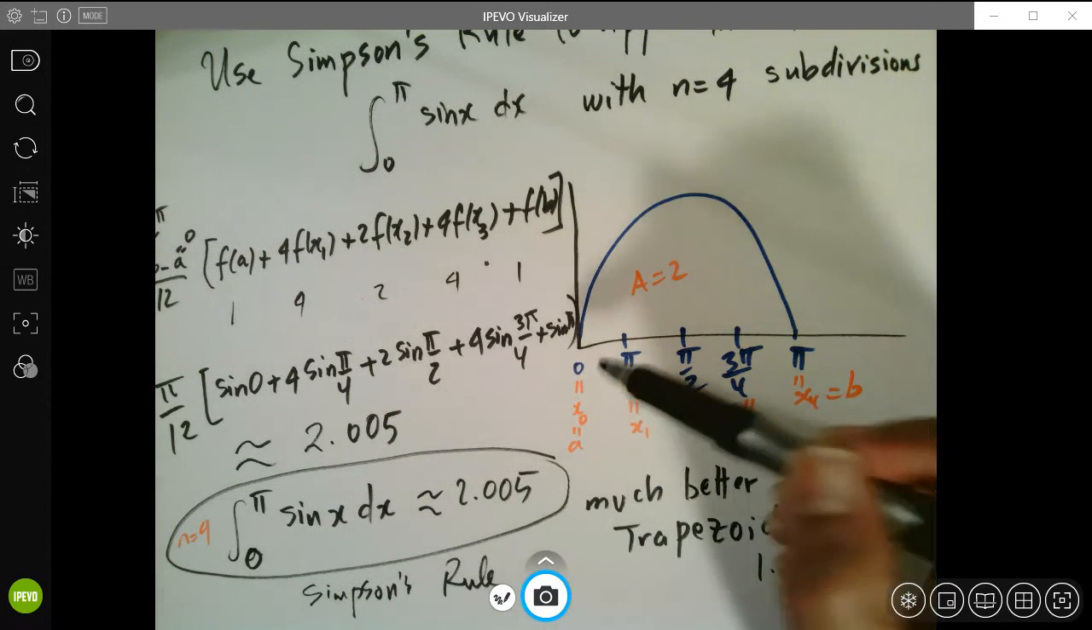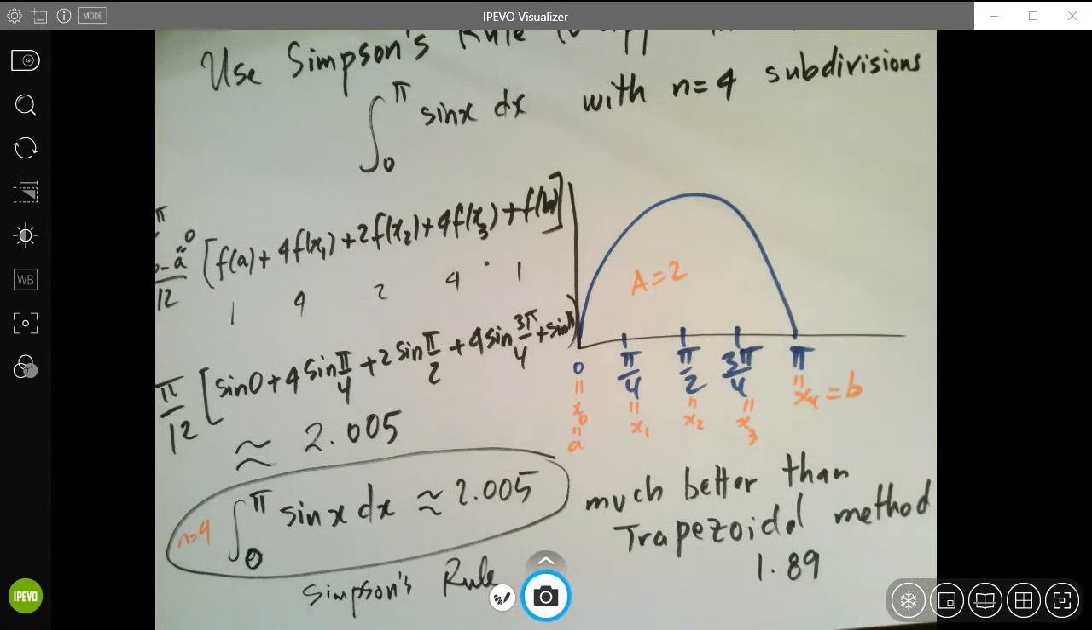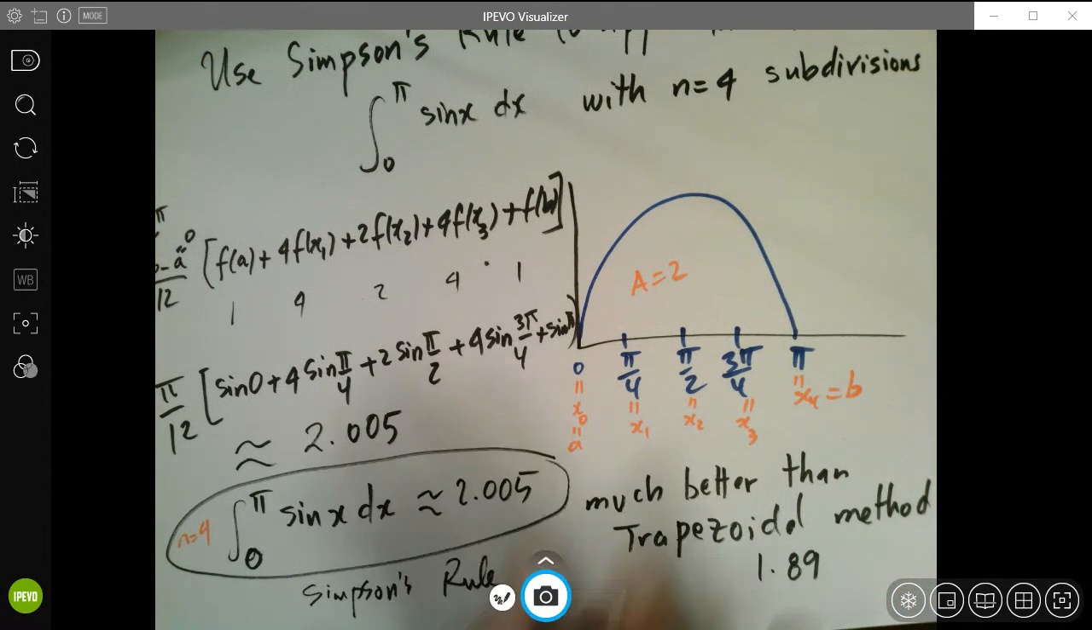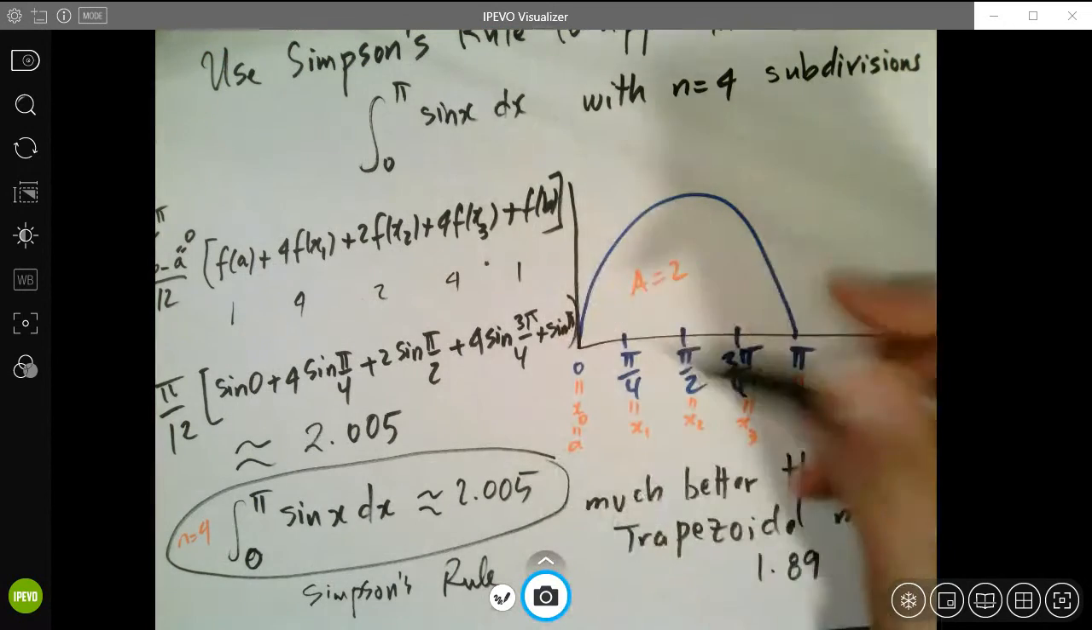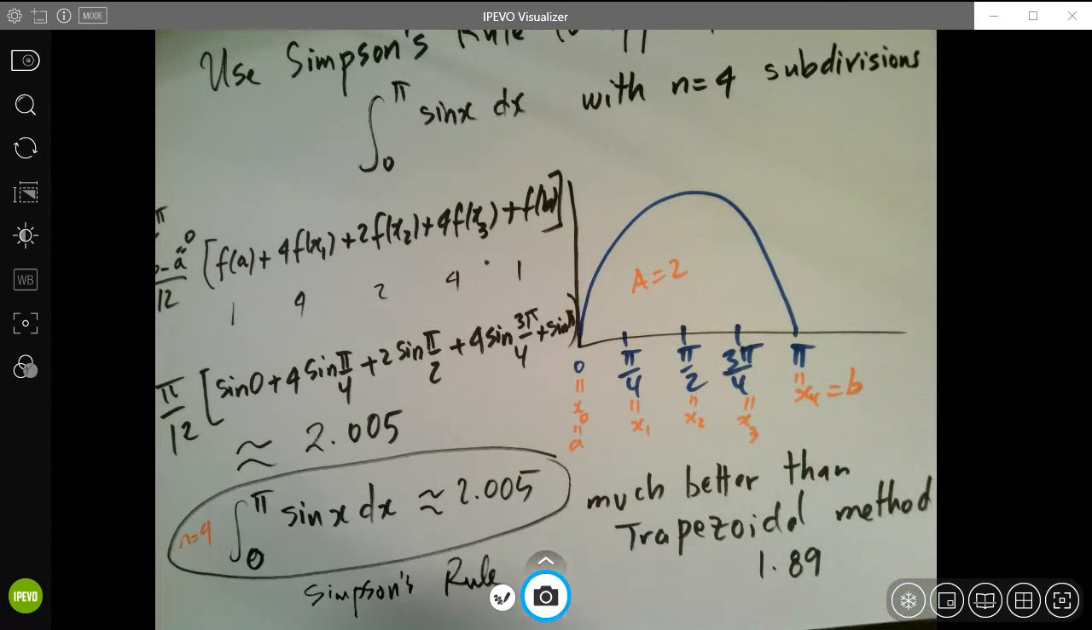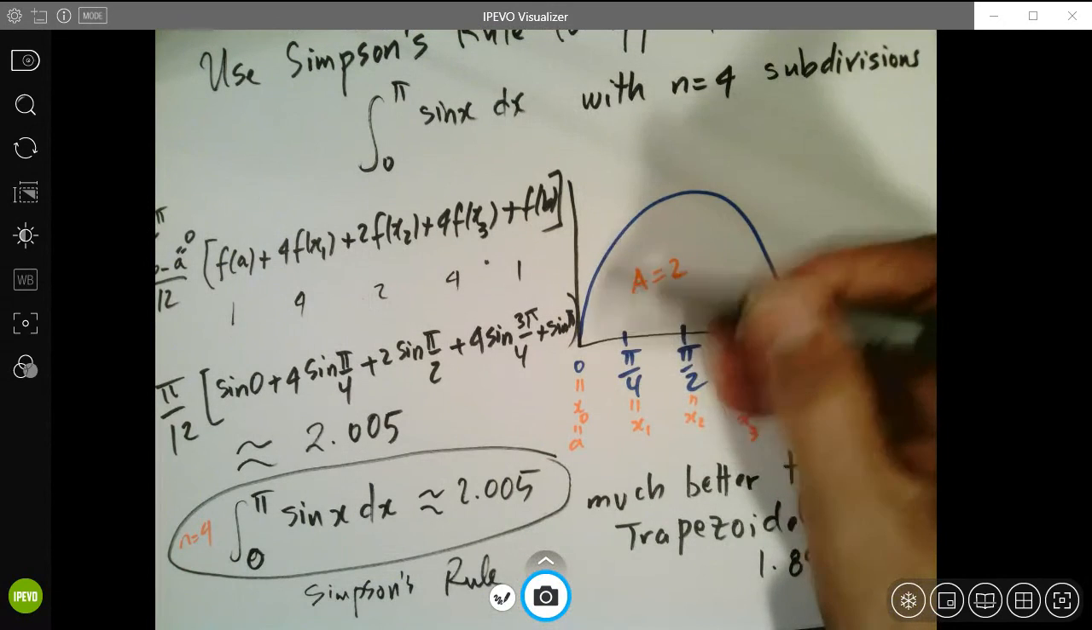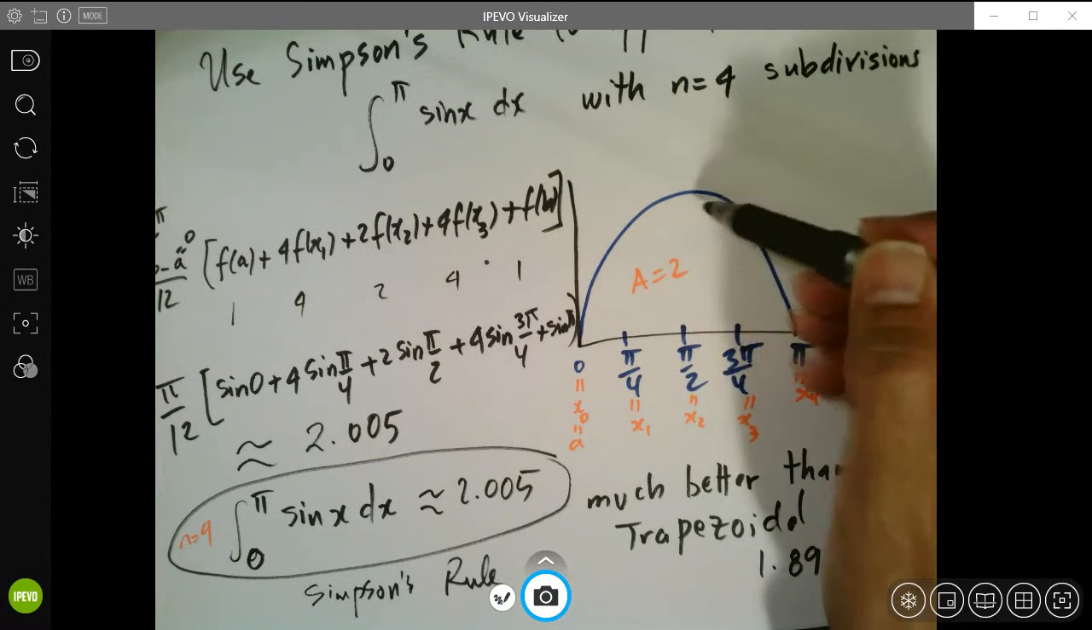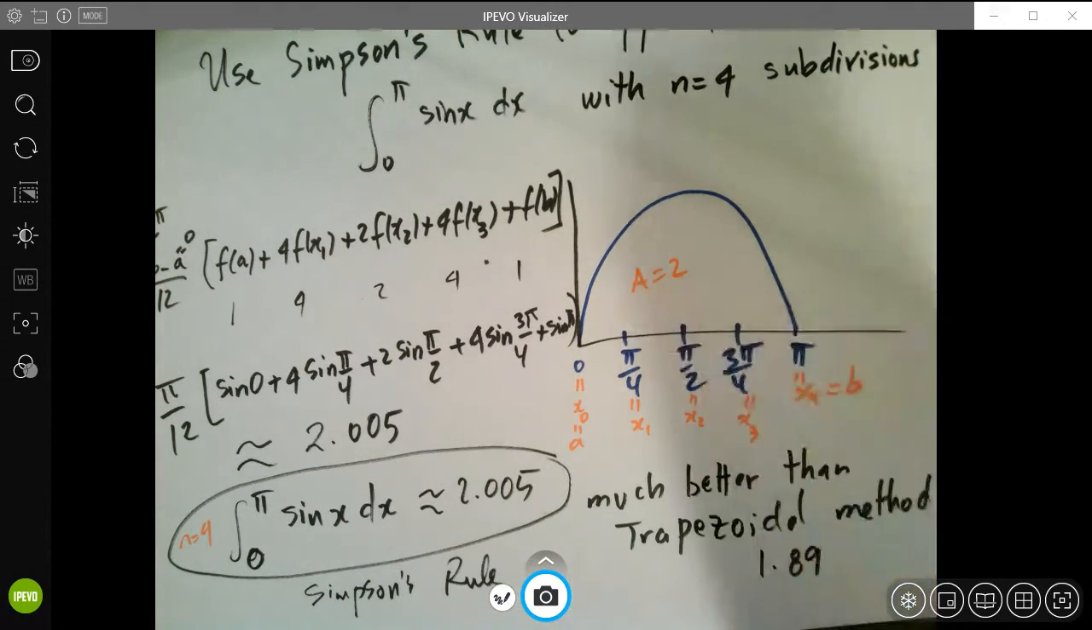That suggests that sine x is almost quadratic on 0 to pi. It looks like a quadratic function. That's why the approximation with quadratics is much better than linear. If you take lines here, this one is much better actually.